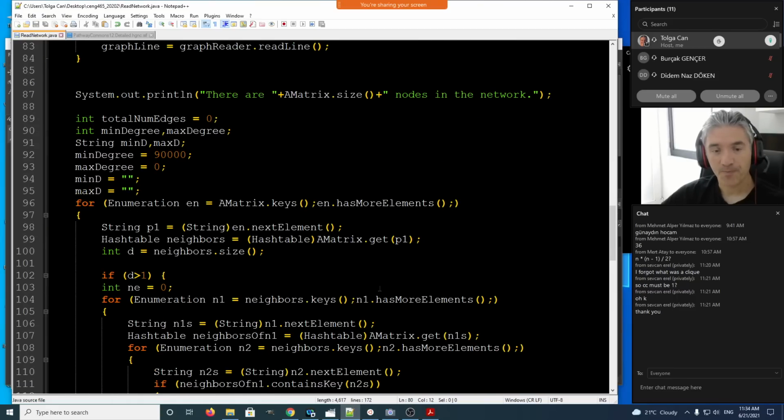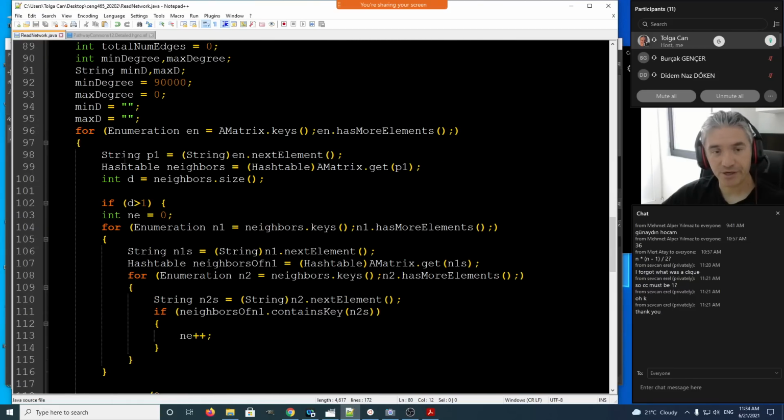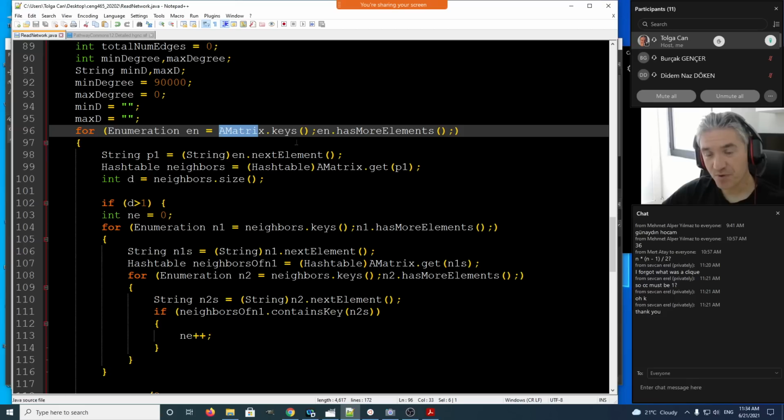All you need to do is go over an enumeration like this, go over the elements, and for example, when k is equal to 1, remove from this A matrix the keys with adjacency list size 1, which is very simple. While you're removing them, you need to go over all the adjacency lists again to remove them from their neighbors' lists as well. So this algorithm can be implemented easily by a similar double for loop like this.